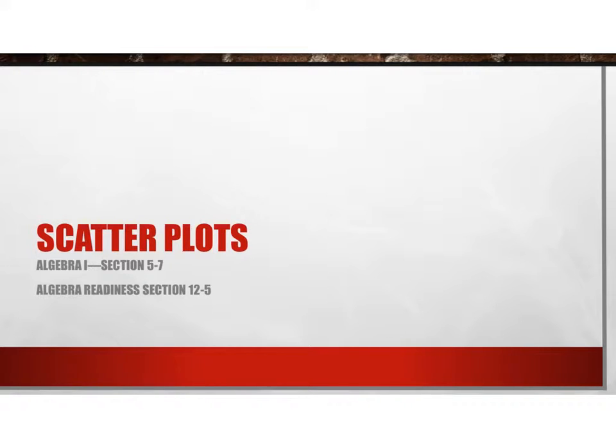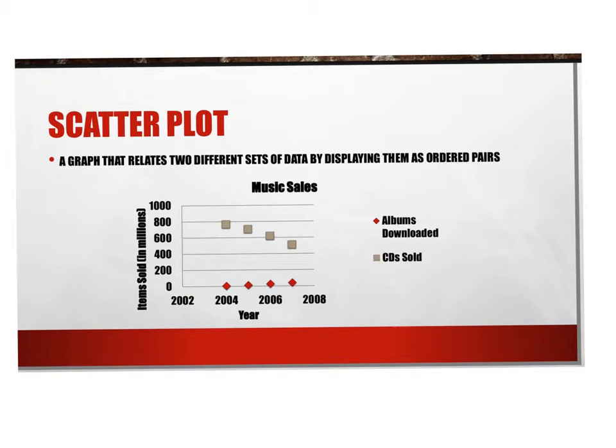You'll see. So straight up definition here, a scatter plot is a graph that relates two different sets of data by displaying them as ordered pairs. So here, this one is one ordered pair here. Notice this kind of makes a line. And this down here kind of makes a line as well. So I have two different scatter plots on one. You can pick either one for your examples.